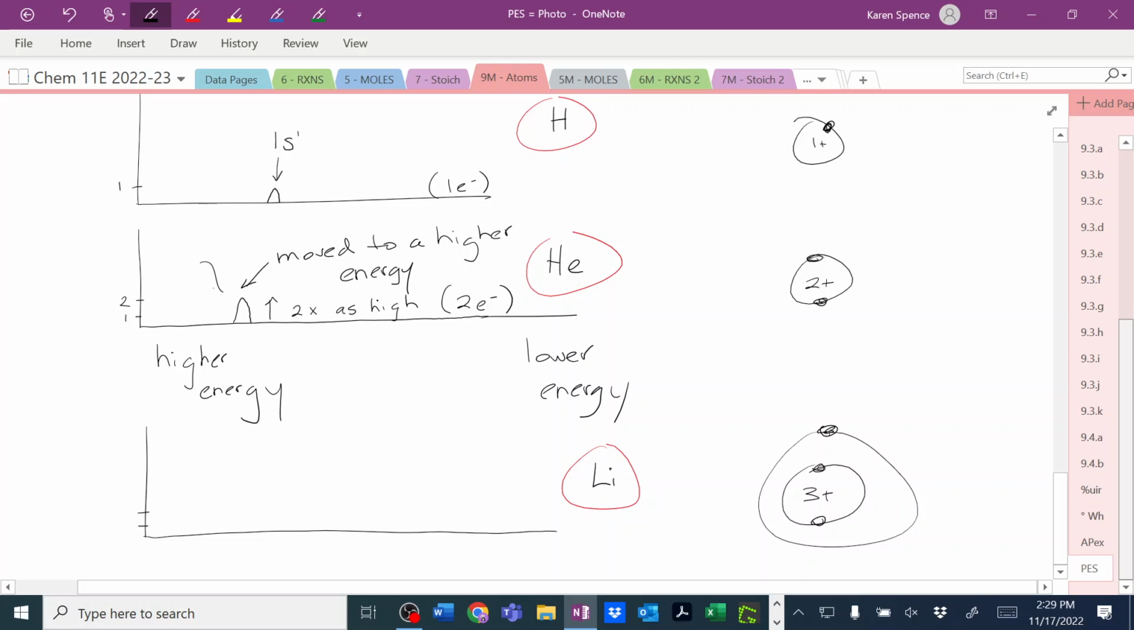This guy here now represents 1s2. Now, wouldn't it be nice if it was 1s3? But it's not. So it's going to be the same height, but a little bit to the left because it's moving closer to the nucleus. It's pulled closer to the nucleus by the 3 protons as opposed to 2 protons.